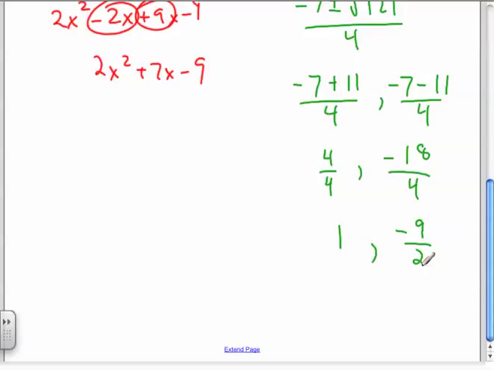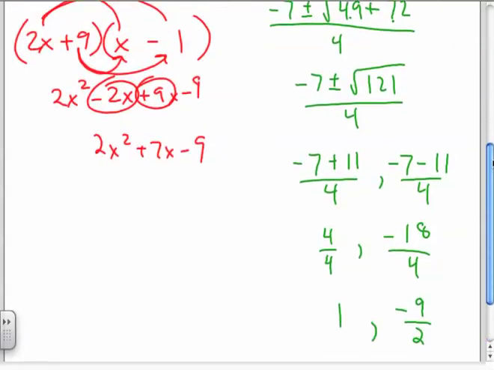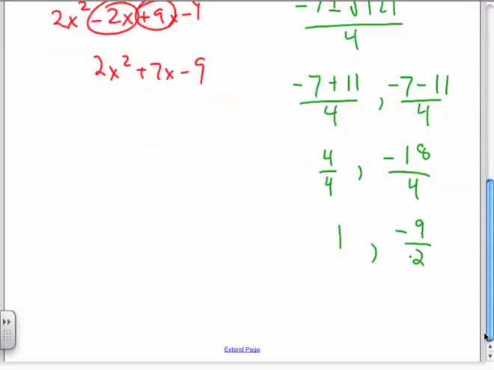Now, what you may be starting to notice is that when you look at the factors in our answer, one of them has a 2 and a 9, and the other one has a 1. And when you look at the x's that we get over here, one of them has a 2 and a 9, and one of them has a 1. So here's what we do. We actually write it twice. I'm going to say that x is equal to 1, which was this one, and x is equal to negative 9 over 2.